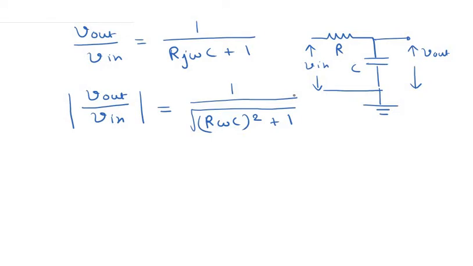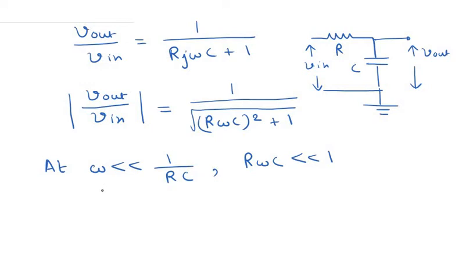And when omega is very small, or let us say omega is not approximately equal to 0, but omega is small, it basically means that when omega is much smaller compared to 1 by RC, this R omega C is actually much less than 1.